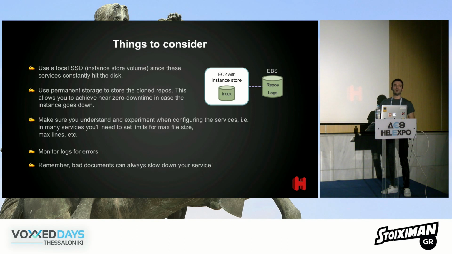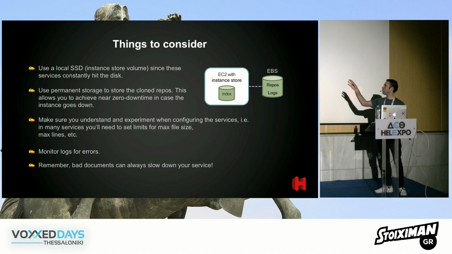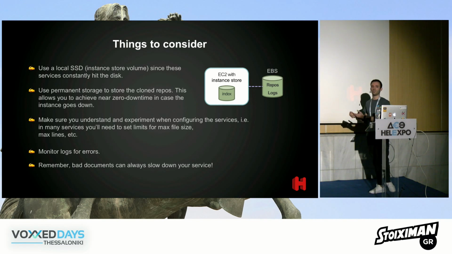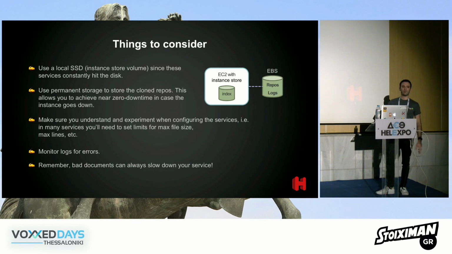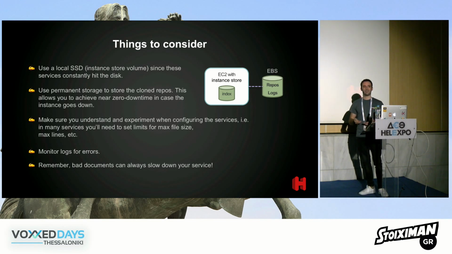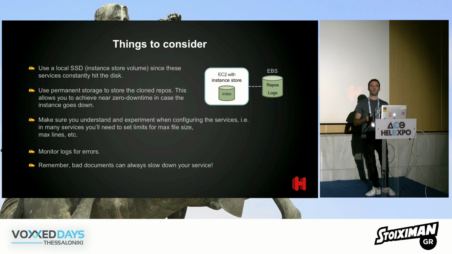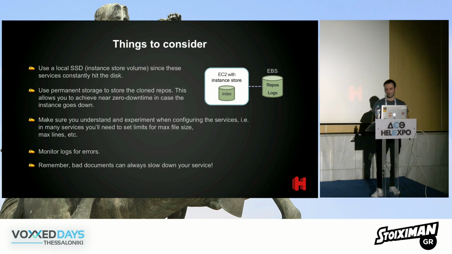Then you need to make sure that you understand the configurations of the service, whichever service you decide to use. Here, you will need to play around with the configurations, set some limits, and so on. For example, an important one is the maximum file size. Because this can break your indexer or slow down your service, you need to set such a limit. Of course, you should have logs. Most services provide logs. So monitor logs for errors, because the problem with those services is that they fail silently, which means that you're not going to have your search engine being down, but you might have your search engine not indexing things. And this is probably even worse for production issues. And finally, remember that bad documents can always slow down your service no matter how powerful your service is. So again, have logs and monitor for errors.